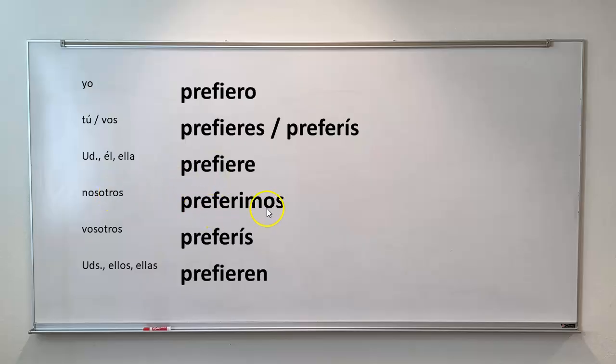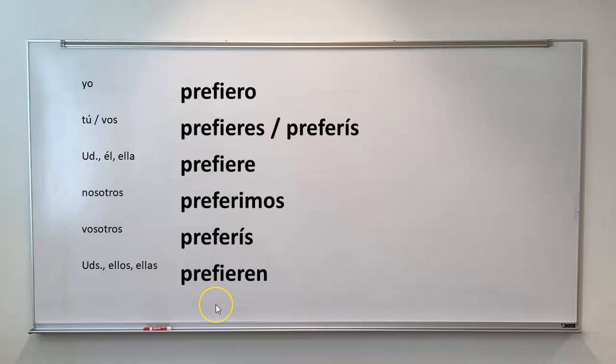Nosotros preferimos, we prefer. Vosotros preferís, you prefer. This is the plural informal you in Spain. Ustedes prefieren, this is the plural you, either formal or informal. You prefer, ustedes prefieren. Ellos prefieren, they prefer, or ellas prefieren, they prefer.